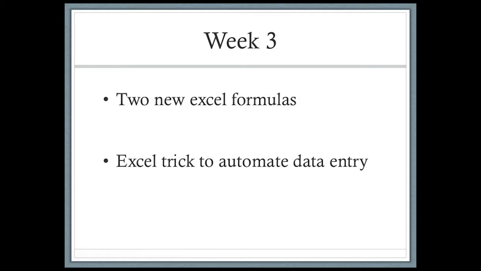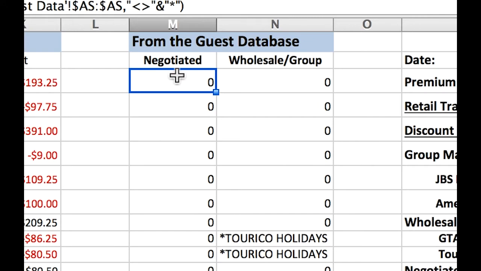So just to reiterate, we're not covering anything new in relation to the business need today or this week. It's just focused on strengthening your understanding of everything so far. So the two Excel formulas we're going to get into relate to last week when we distinguished our revenue accounts by market segments. So remember this negotiated column and this wholesale/group column? They come from the guest data we used last week.